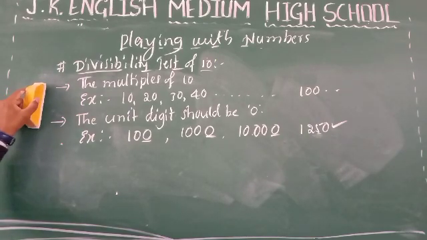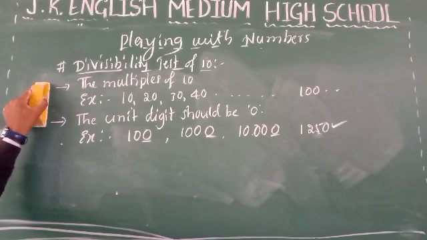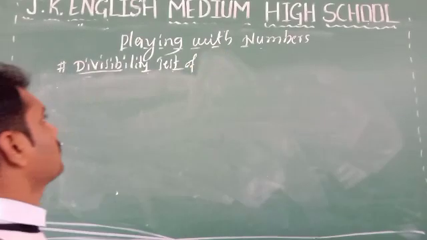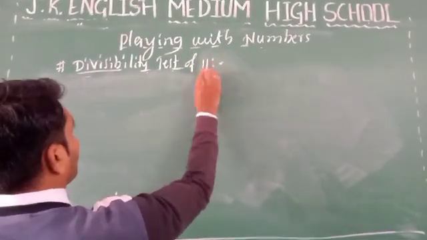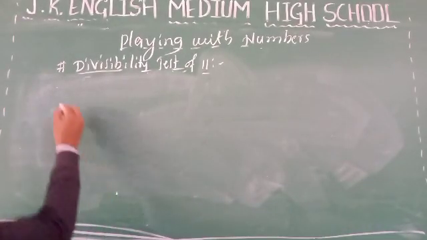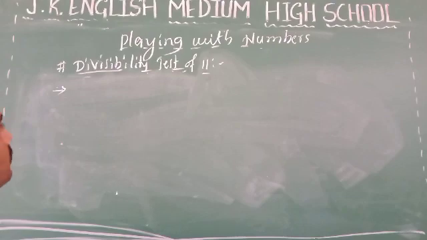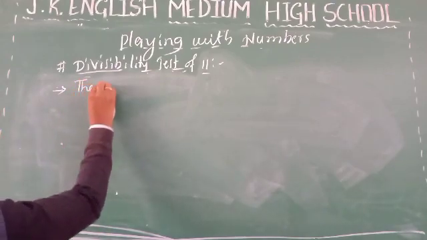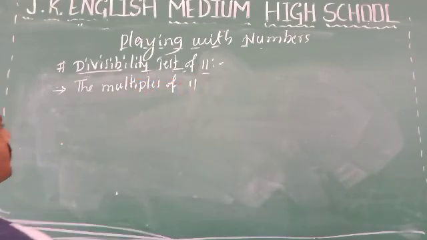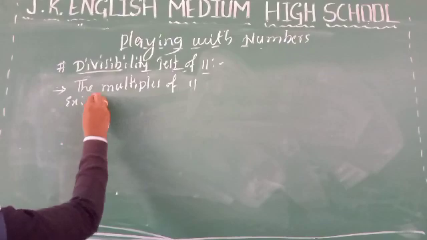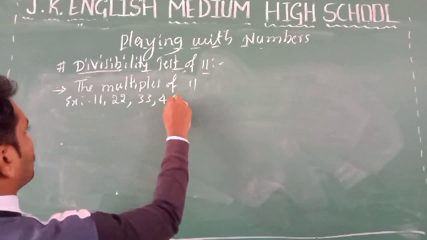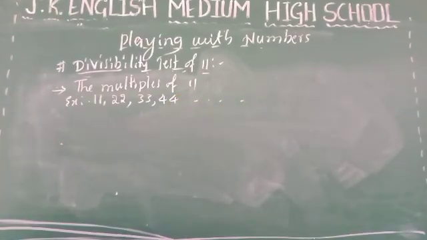Next I will go to the divisibility test of 11. Is it clear, students? Okay. First, divisibility of 11. One of the most important numbers in the divisibility tests. First, the multiples of 11 is the common rule. So multiples of 11 means what? For example, 11 ones are 11, 11 twos are 22, 11 threes are 33, 11 fours are 44, etc.